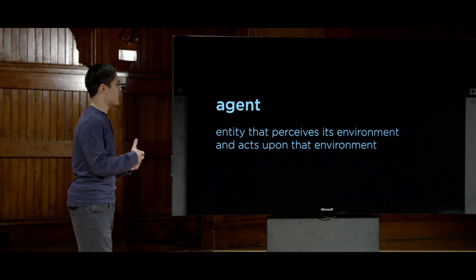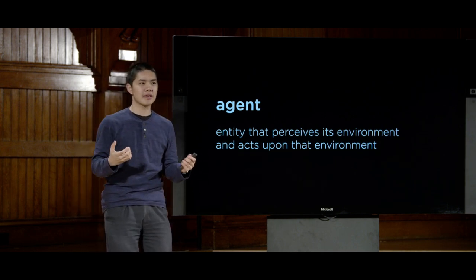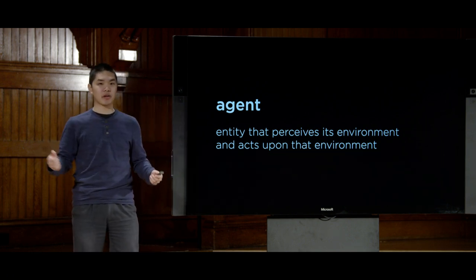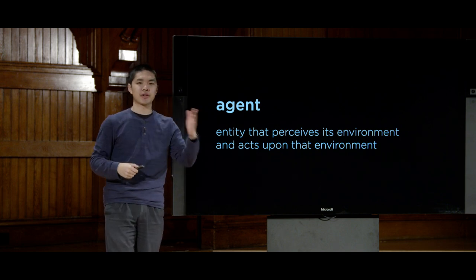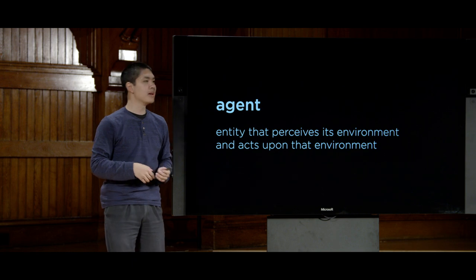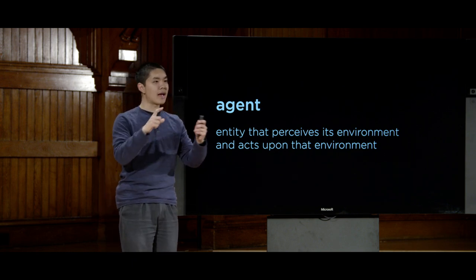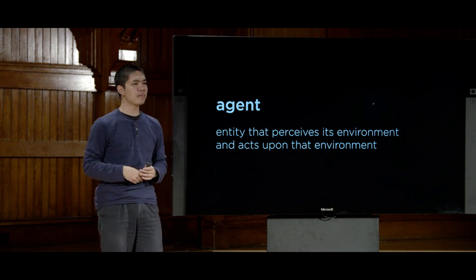But the first term we'll need to think about is an agent. An agent is just some entity that perceives its environment. It somehow is able to perceive the things around it and act on that environment in some way. So in the case of the driving directions, your agent might be some representation of a car that is trying to figure out what actions to take in order to arrive at a destination. In the case of the 15 puzzle with the sliding tiles, the agent might be the AI or the person that is trying to solve that puzzle, to try and figure out what tiles to move in order to get to that solution.